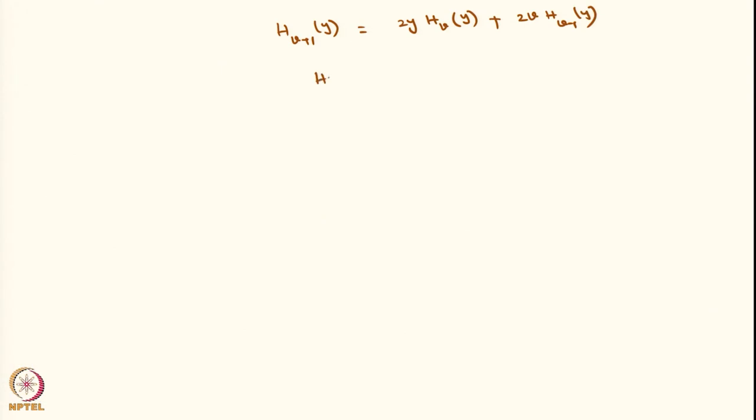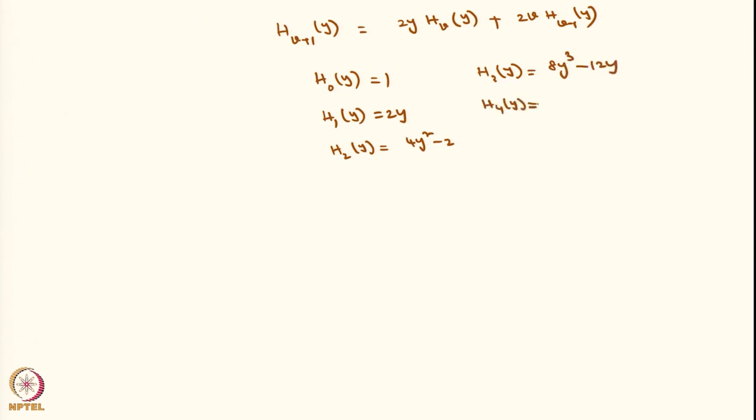So what I get is H0(y) = 1, H1(y) = 2y, H2(y) = 4y² - 2, H3(y) = 8y³ - 12y, H4(y) = 16y⁴ - 48y² + 12, H5(y) = 32y⁵ - 160y³ + 120y. Okay. Now you can see H0 of y is only 1, H1 of y is 2y.